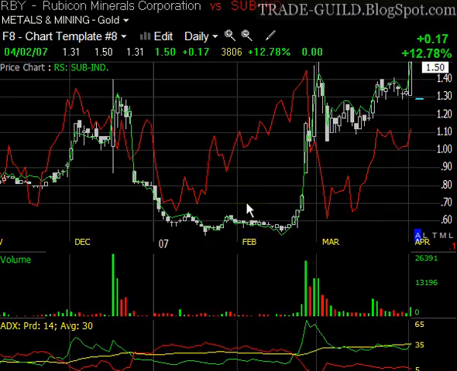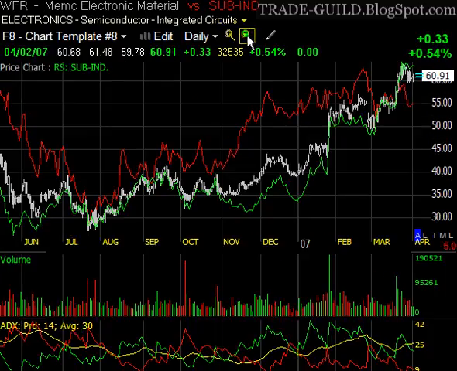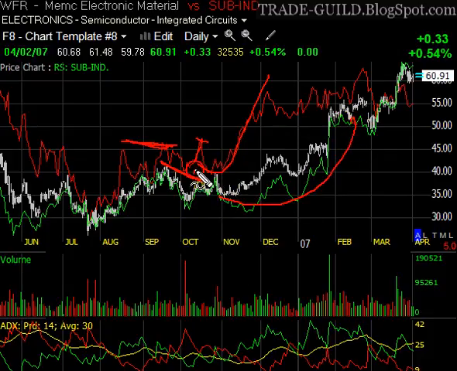One other I want to show you that was pretty interesting is WFR. In October, let me just click back to October here. There it is. What happened here is the sub-industry started making a new high above all these other guys, and the stock really hadn't done that yet. As you can see, it was still heading down, and then the sub-industry just took off, and pretty much from there WFR followed it. So I think it's a useful tool. It's part of your toolbox of different indicators and whatnot.